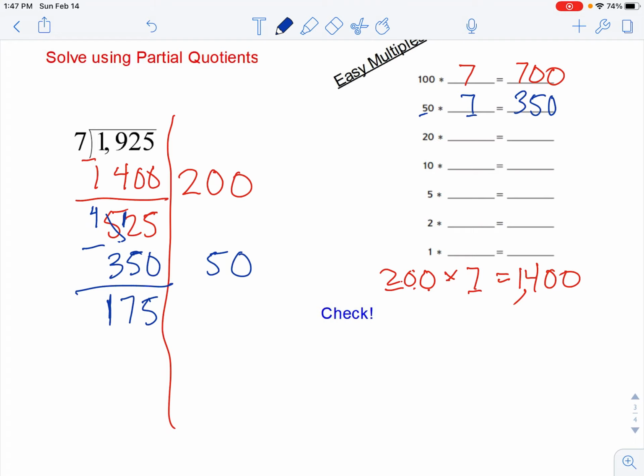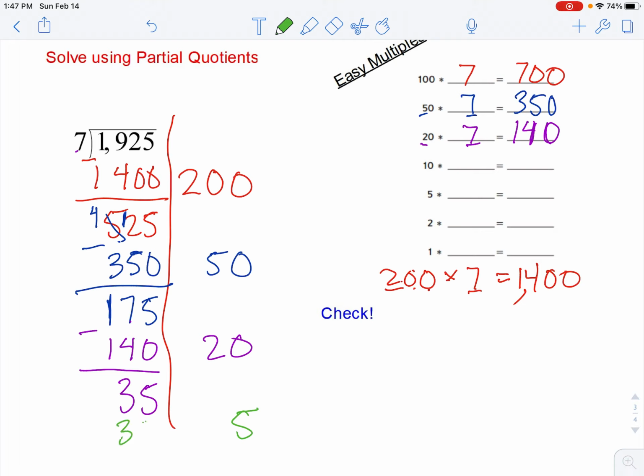I have to think of one more, or a couple more maybe. How many times can 7 go into 175 without going over? Let's see what 7 times 20 would be. Okay, that's 140. Let's try that one. 20, 140, subtract. I told you this problem was a doozy. Okay, yay, only 35 left over. How many times does 7 go into 35? 5 times, and that's exactly 35. So you have none left over.